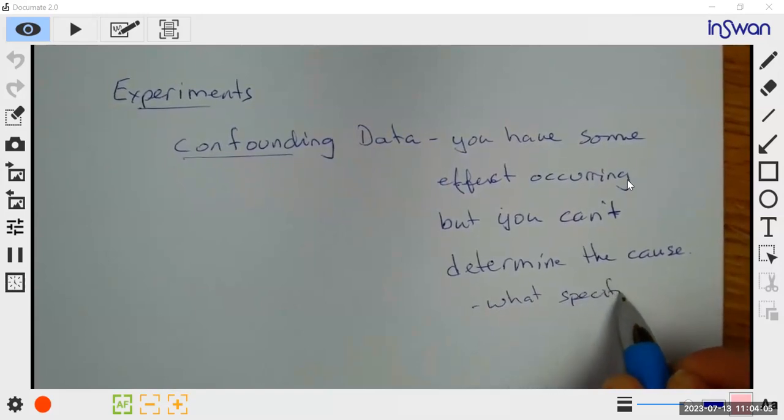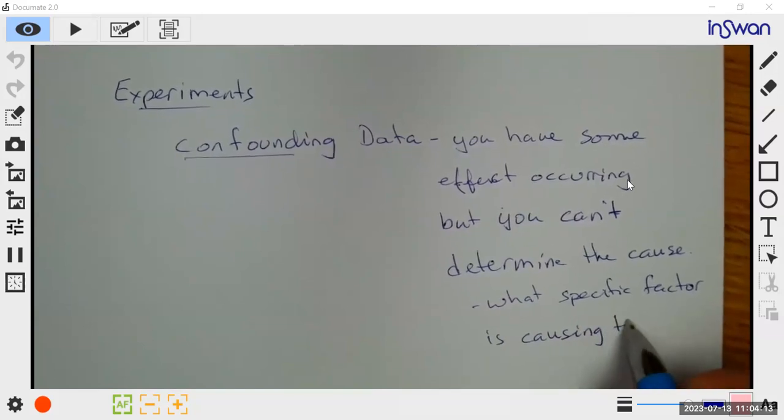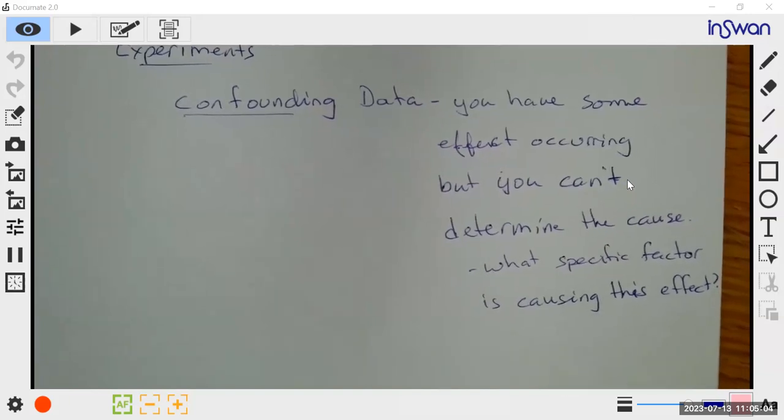What specific factor is causing this effect? Again, we don't know what's causing it. We could spend a lot of time trying to figure it out and hopefully find it. It's like when you have a noise in your car, you take it to a mechanic and you can't get that noise back. Or you have a pain somewhere in your back or somewhere in your body, you go to the doctor and it's gone. That's confounding. You can't find out where it is, but it's there.